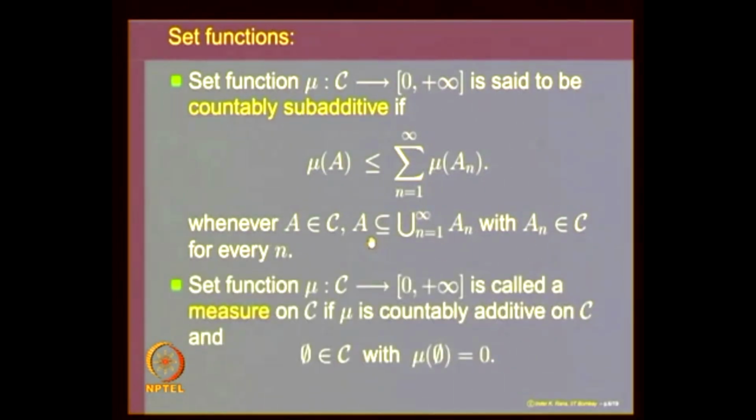A set function mu is called a measure on C, where C is a collection of subsets, if mu has the property that it is countably additive. We also want the empty set to belong to C, with the property that mu of the empty set is equal to 0. So mu is defined on a collection C of subsets, and we want the empty set to belong to C, mu of the empty set to be 0, and mu on this collection to be countably additive. Such a set function is going to be called a measure on C.